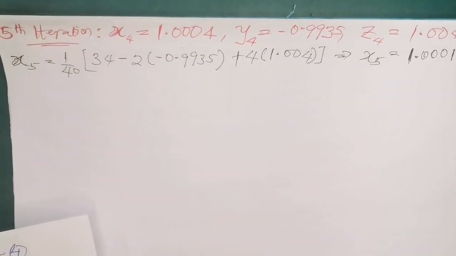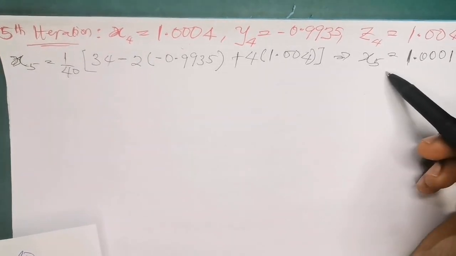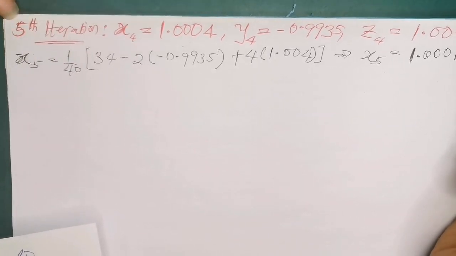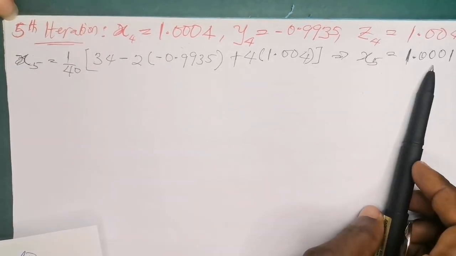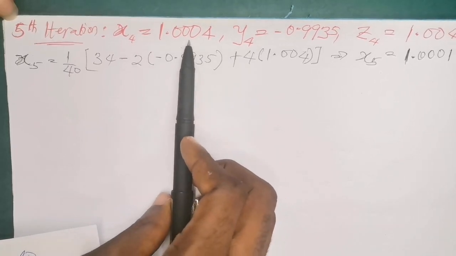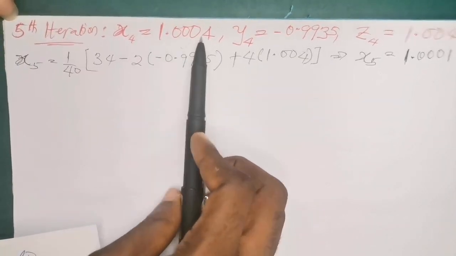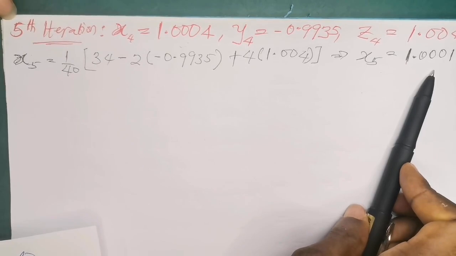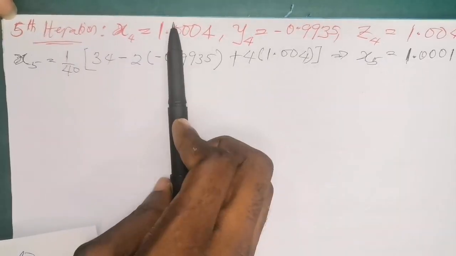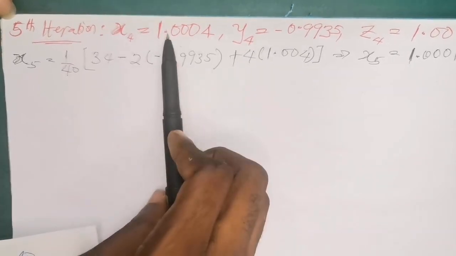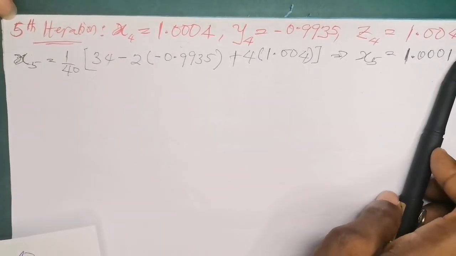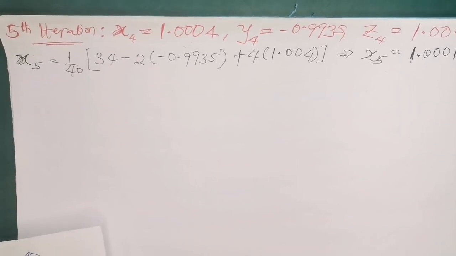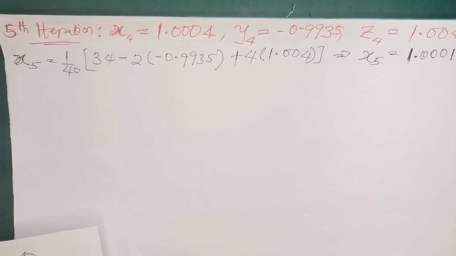All right, so upon final evaluation, we have x5 to be equal to 1.0001. If you compare this result with the previous result, x4 is 1.0004, which means correct to 3 decimal places, x4 has actually converged. So we have found the root of the equation. X4 has converged, and correct to 3 decimal places, you have 1.000. So you can stop your iteration after the 5th iteration. But let's proceed and see if both y and z are also going to converge.